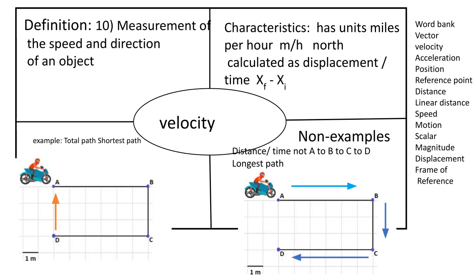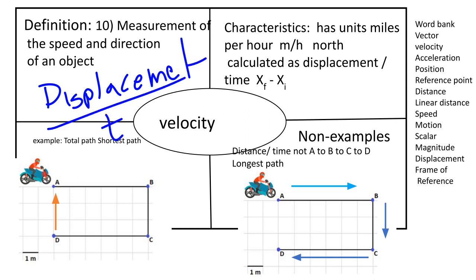All right, so velocity is an example of a vector because you have the shortest distance, the shortest path. Velocity is displacement divided by time. So not the total distance here, but just the shortest distance. That's velocity.